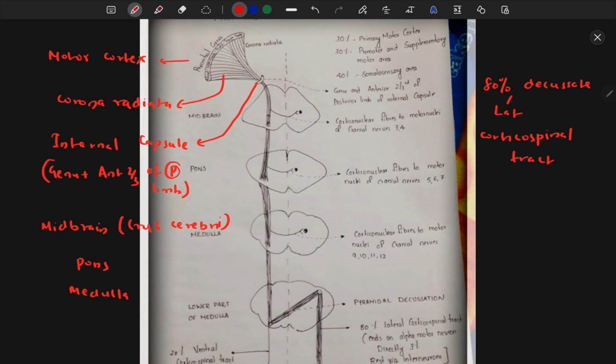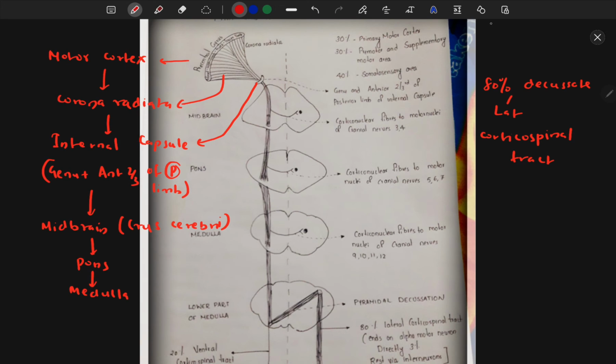So now talking about the descending pathway. This is the pyramidal tract. This is the motor cortex. From the motor cortex, through the corona radiata, fibers reach the internal capsule, the genu, as well as the anterior 2/3 of the posterior limb of the internal capsule. Then they will descend to reach the midbrain at the crus cerebri. Then they will reach the pons.